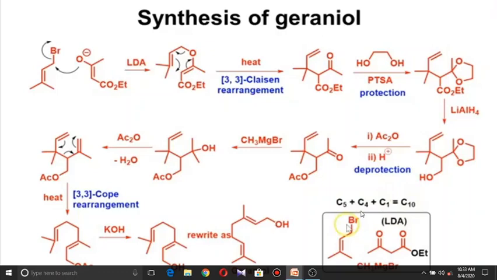You can see 5 carbon atoms from allyl bromide, 4 carbon atoms from ethyl acetoacetate, and 1 carbon atom from methyl magnesium bromide. In this way 10 carbon atoms are involved in the synthesis of geraniol.